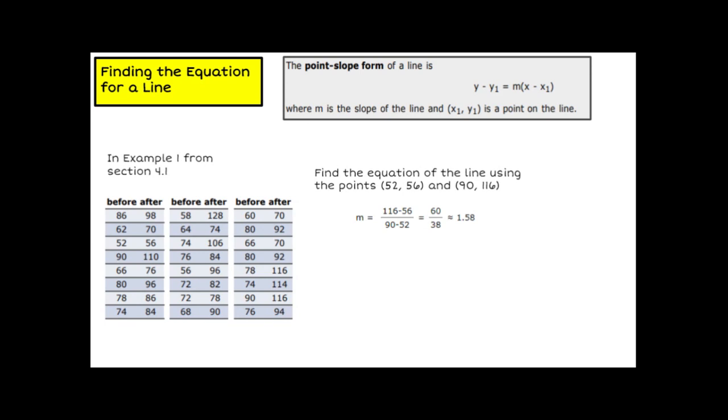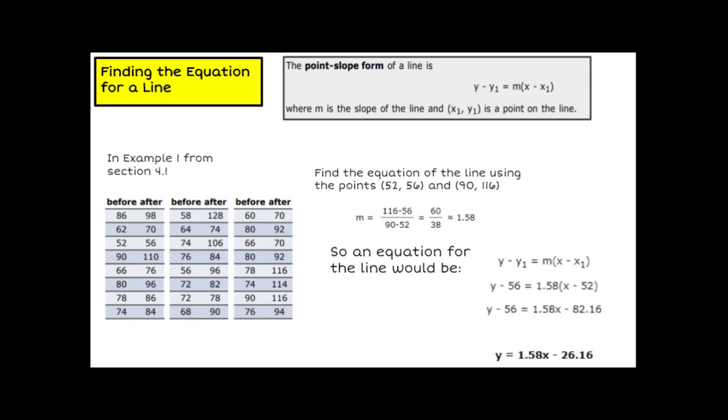Remember the equation for the slope is y sub 2 minus y sub 1 divided by x sub 2 minus x sub 1. So plugging in the given two points, we will end up having approximately 1.58. So that's going to be our result. So the equation for the line would be y equals 1.58x minus 26.16 after we do the math using the point-slope form.